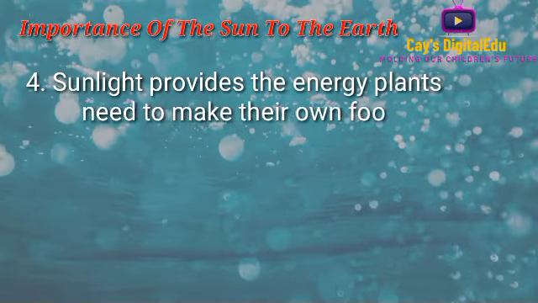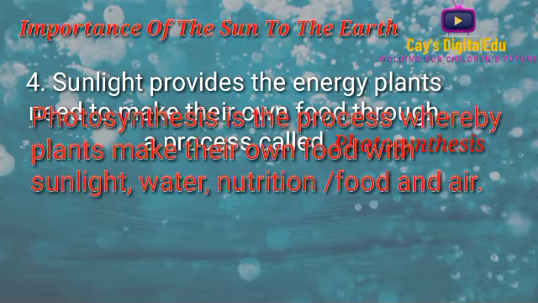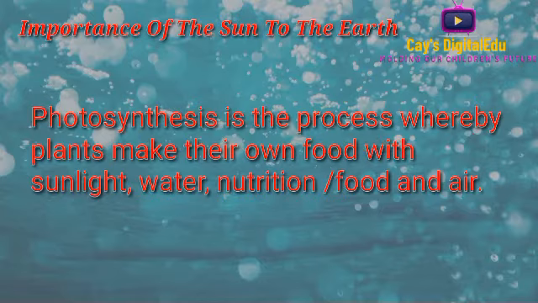Now to point number 4. The sunlight provides the energy plants need to make their own food through a process called photosynthesis. What is photosynthesis? Photosynthesis is a process whereby plants prepare their own food with the help of sunlight, nutrition, air, and water.